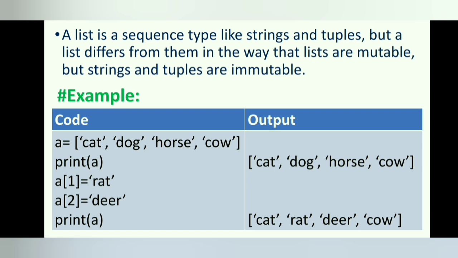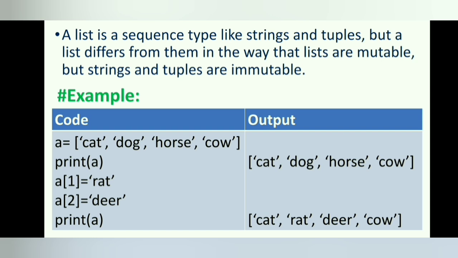Example. In this example, a list of 4 items is assigned to the variable A. The following print statement, print A, will display the list cat, dog, horse, cow. In the next statement, we modified the list by assigning the value rat at index position 1. Similarly, in the next statement, we modified the list by assigning the value deer at index position 2. The following print statement, print A, will display the modified list cat, rat, deer, cow.